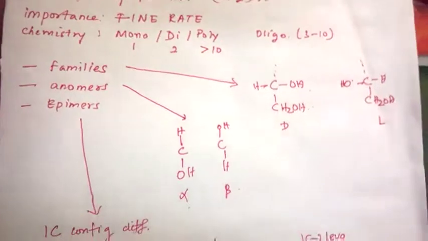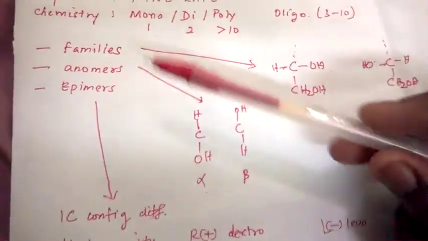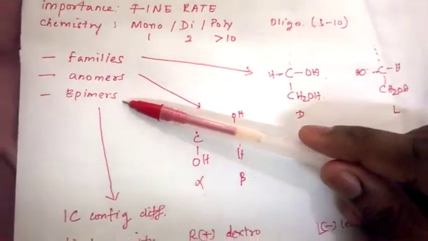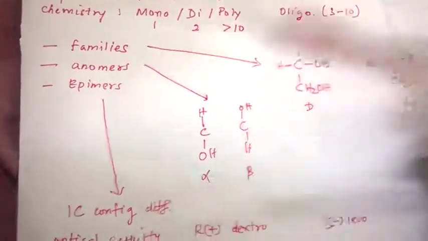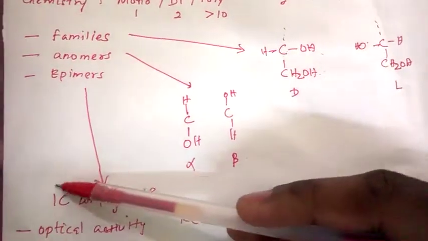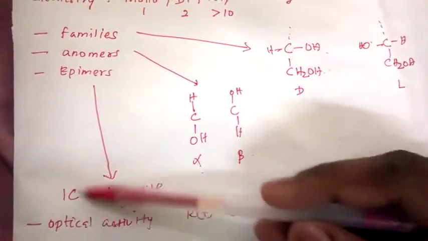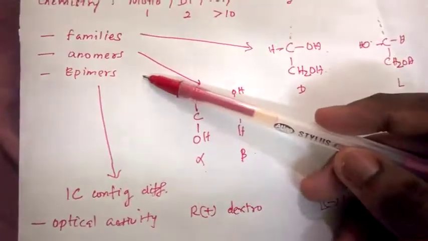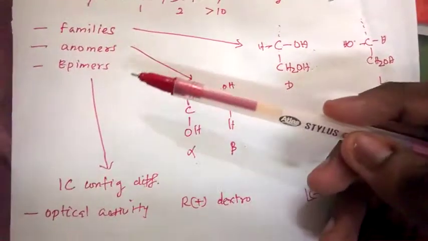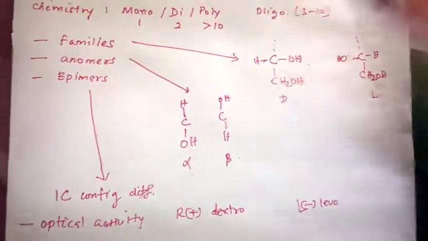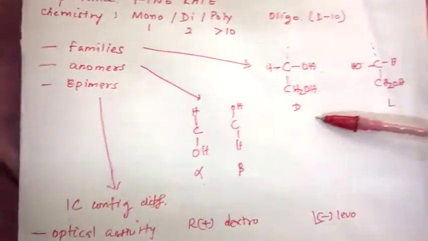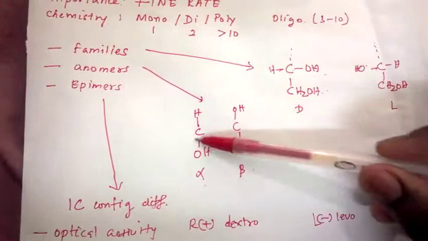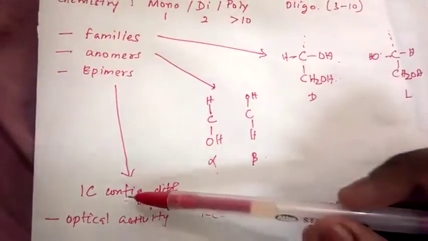Now let's come to epimers. What are epimers? Epimers are pretty much the same molecule, except for a difference in configuration in one carbon. For an example, if the OH is placed up in one molecule at carbon number 4, and in the other molecule the OH is below at the 4th carbon, then you can say that it's a C4 epimer.